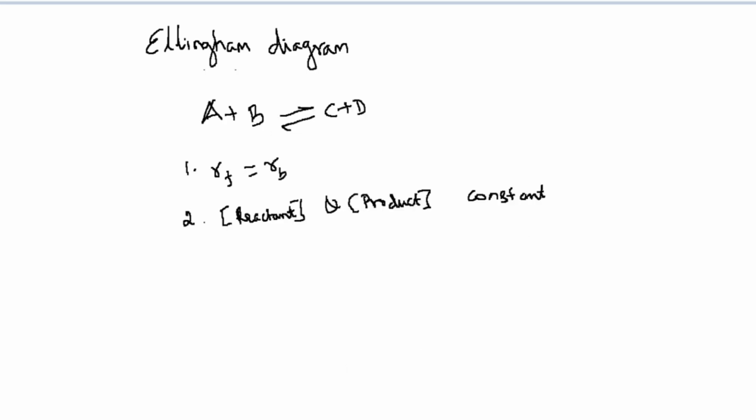Next we should know about equilibrium reactions. Let us consider this equilibrium reaction, A plus B giving C plus D. A chemical reaction is said to be in equilibrium when it satisfies two conditions. The first condition is the rate of the forward reaction is equal to the rate of the backward reaction. The second condition, the concentrations of reactants and products remain constant, not the same, remain constant at constant temperature.